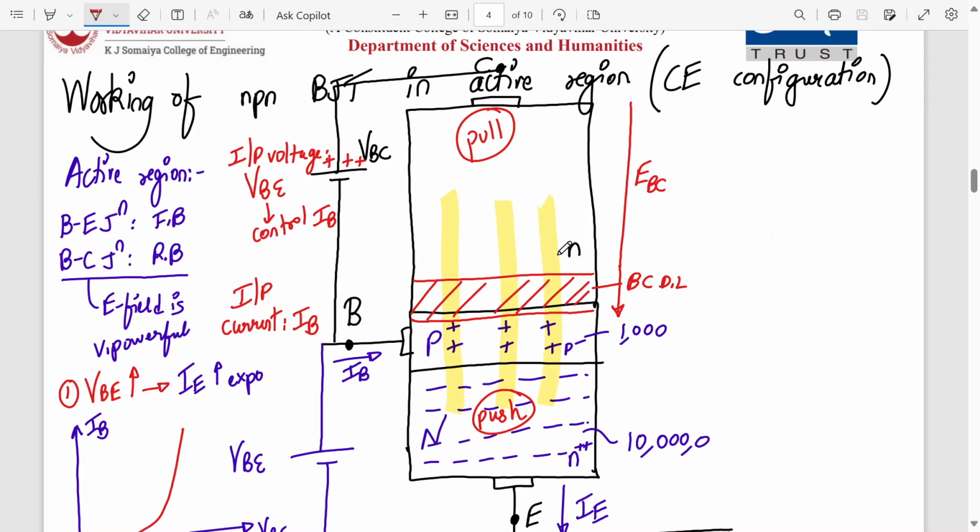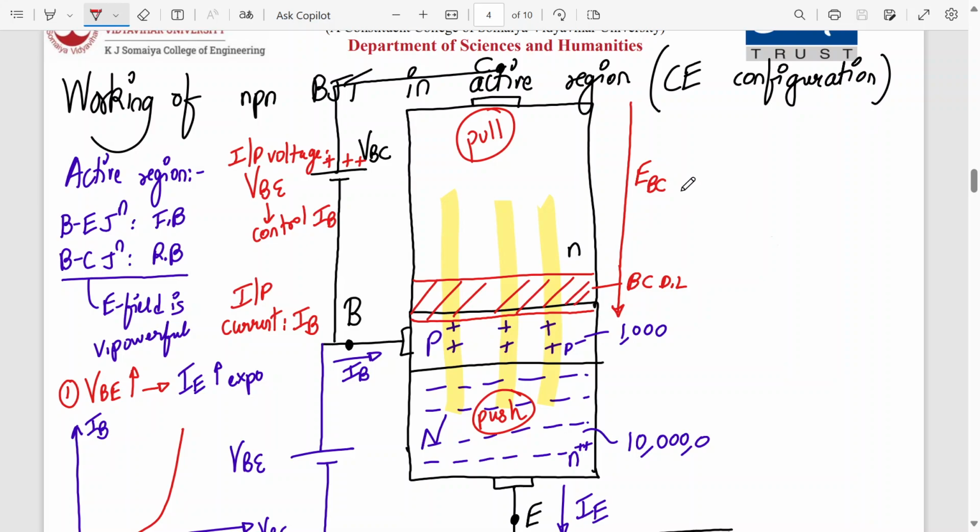So collector region already has electrons, but they are very few in number, lightly doped. So these electrons are maybe in the range of 10,000 or so. But 90,000 are coming its way. So what is more dominant? 90,000, right? So that's why these electrons will join them. Maybe from 90,000, some 85,000 will join them, and that will constitute the collector current, like this.